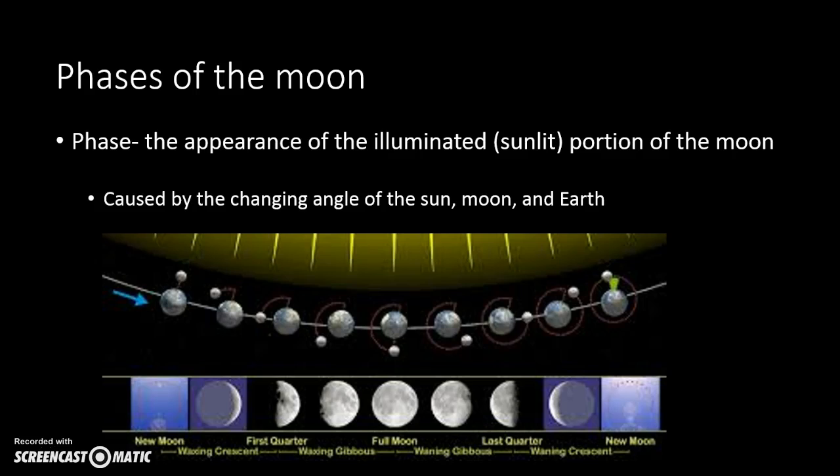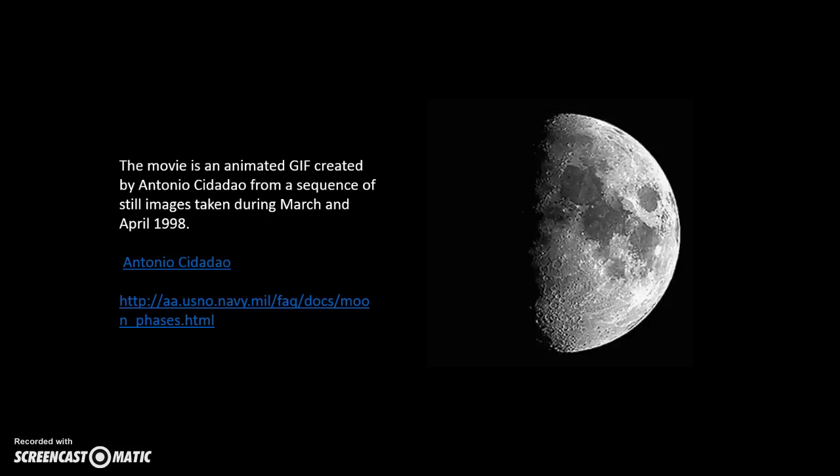And a phase is the appearance of the illuminated or sunlit portion of the moon. And it's caused by the changing angle of the sun, moon, and Earth. At all times, only half of the moon is lit. However, that sunlit portion never changes. So what we see is whatever we can see of the sunlit part of the moon.